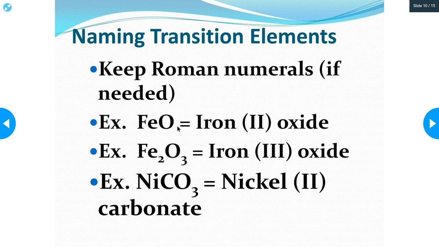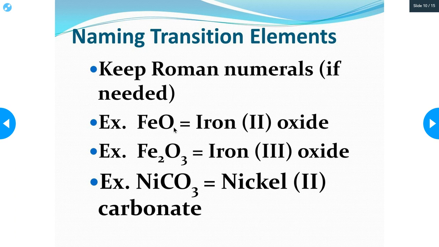So we have FeO, so we have iron 2 oxide. And if we look at the next example, we have Fe2O3, which is iron 3 oxide. So looking at those 2 compounds, they both contain iron and oxygen, but we know because of the law of multiple proportions, we can make multiple compounds with the same elements. So these are both made of iron and oxygen. However, they're different compounds because they have different chemical formulas.